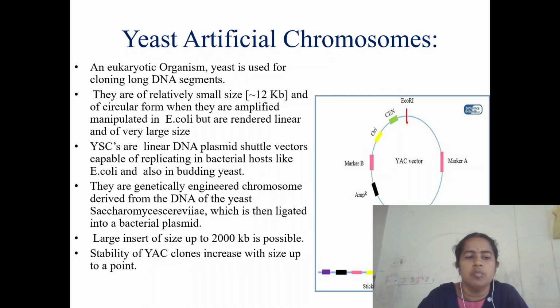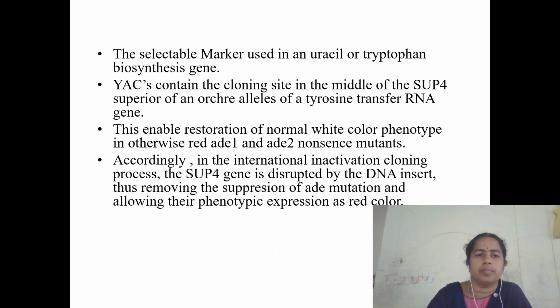Genetically engineered chromosomes derived from the DNA of the yeast Saccharomyces cerevisiae are ligated to the bacterial plasmid, and a large insert of up to 2000 or 3000 kilobase pairs is possible. Stability of the yeast artificial chromosomes also increases with size up to a particular point. The selectable marker is the uracil or tryptophan biosynthesis gene, and the cloning site is in the middle of SUP4, a suppressor allele of the tyrosine tRNA gene.